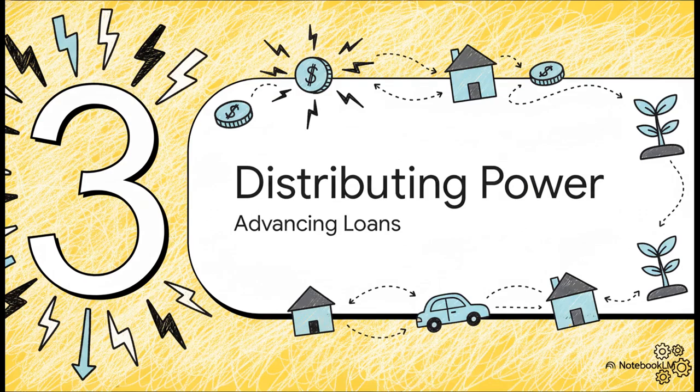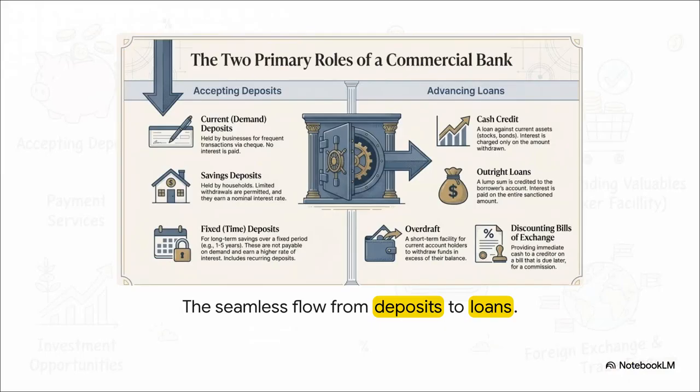Section 3. Distributing power, advancing loans. Now, once the bank has collected all this power, it obviously needs to send it back out. That vault is not a dead end, guys. It's a revolving door. The deposits coming in from the left are seamlessly channeled right back out as loans on the right. This is the second primary function, and honestly, it's how the bank actually makes its profit. It charges a higher interest rate on those outgoing loans than it pays out on the incoming deposits. That spread is their profit margin.